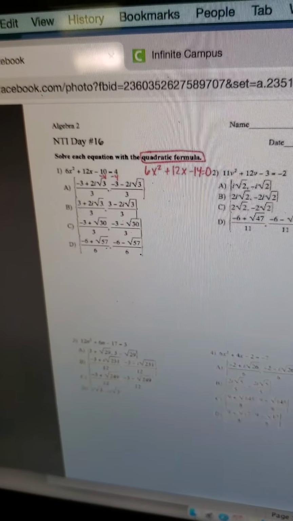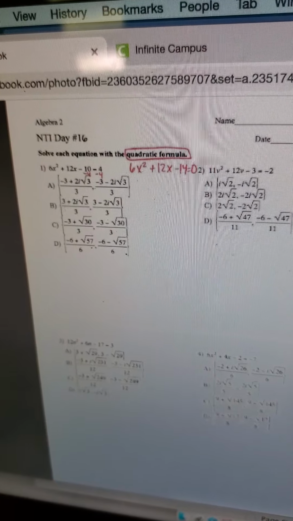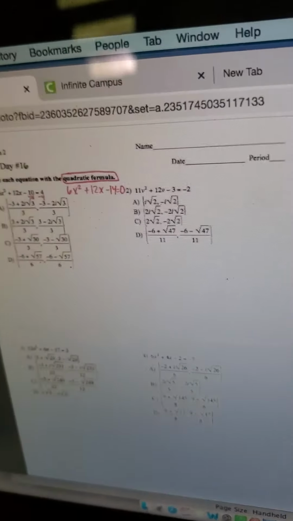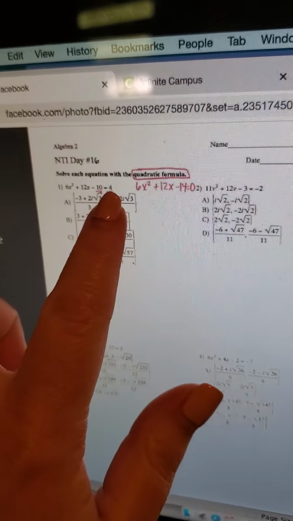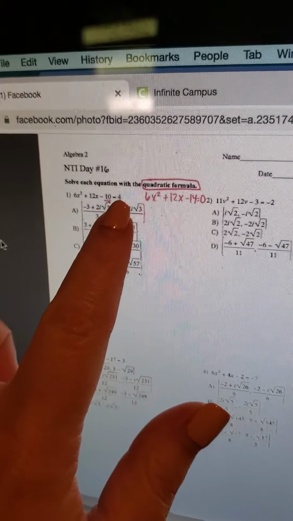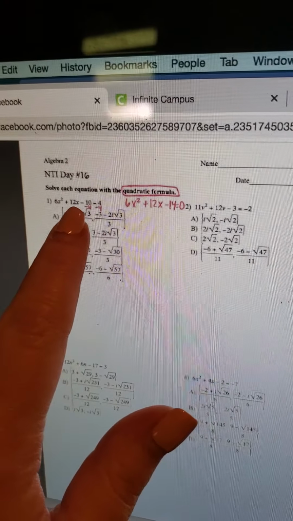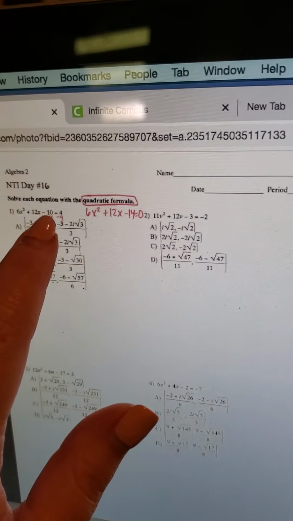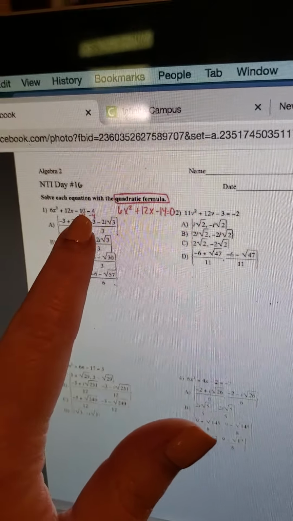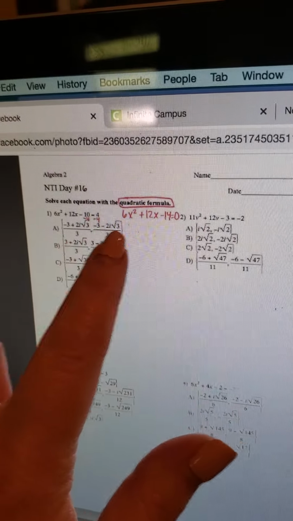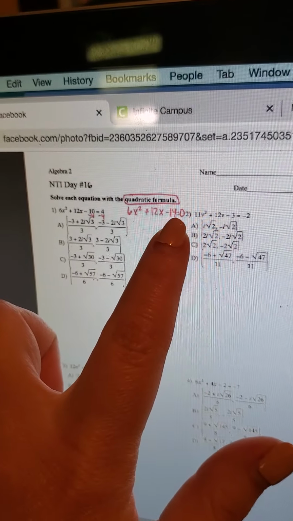So number 1 is already set up for you, and what I needed to move over was the 4. So just like in day 15, I do have to change that sign and make it a -4, but I could put it together with that. So it would be -10 minus 4, and that's how I got that -14.